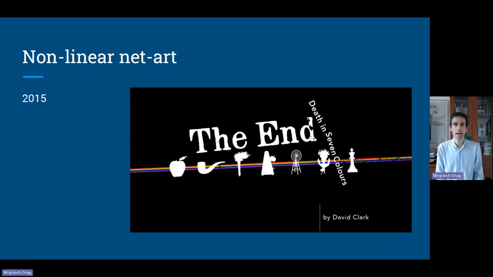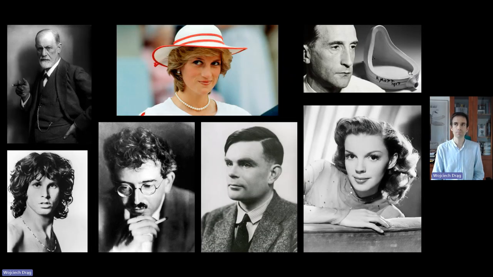And for that reason, I'm going to illustrate it with another work by David Clark, which I also love. It's titled The End, A Death in Seven Colors. It's an exploration of the contexts under which seven famous 20th century icons died. I'm sure you can recognize some of the faces, at least Sigmund Freud, Jim Morrison, Walter Benjamin, Alan Turing, earlier mentioned briefly, Judy Garland, Marcel Duchamp, and Princess Diana.